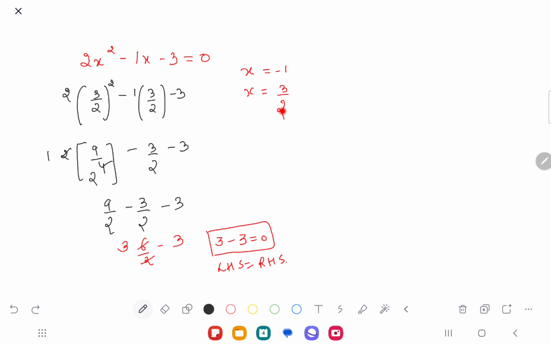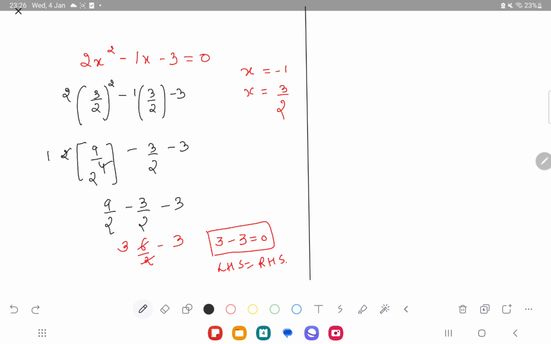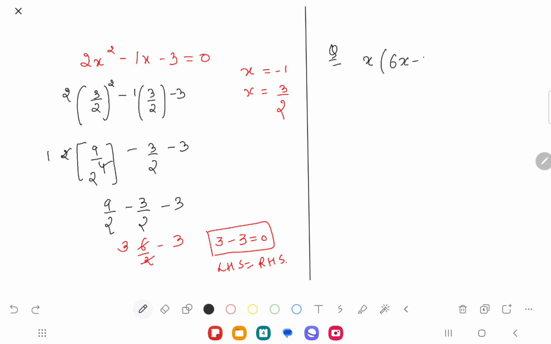Yes or no? Right? So that is going to be my answer. I hope you're understanding. Similarly, when you have this particular value. Understood? Now let's do another question. The next question would be x times (6x minus 1) equals 35.